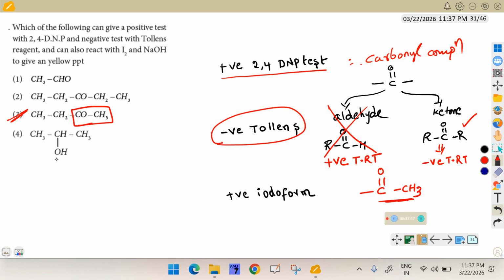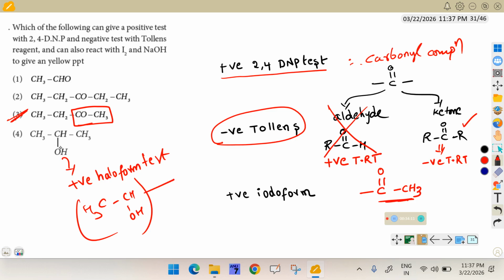Even this alcohol gives a positive haloform test, because a compound with the general formula CH3CHOH gives a positive haloform test, but it does not give the Tollens test. That's the reason. Third option is correct.